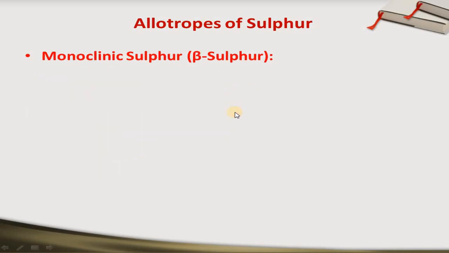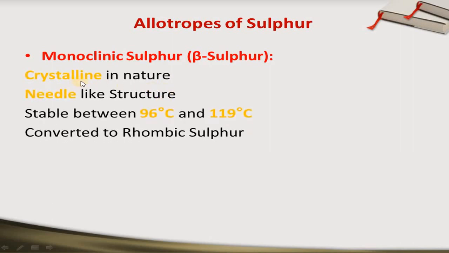The next allotrope of sulphur, we have monoclinic sulphur, which is also called beta sulphur. It is also crystalline in nature, but its structure is different from rhombic sulphur. Rhombic sulphur has octahedral crystals, while monoclinic sulphur has a needle-like structure. And this monoclinic sulphur is stable between 96 degrees Celsius and 119 degrees Celsius. It is also converted to rhombic sulphur.